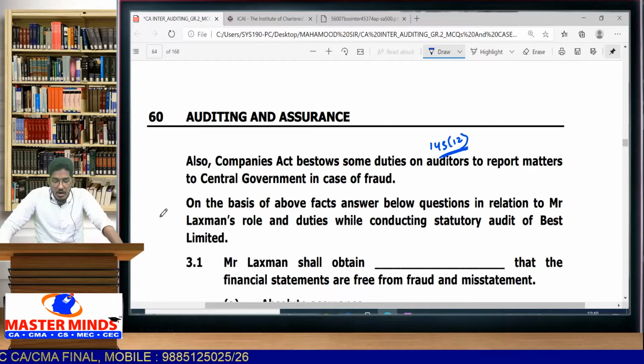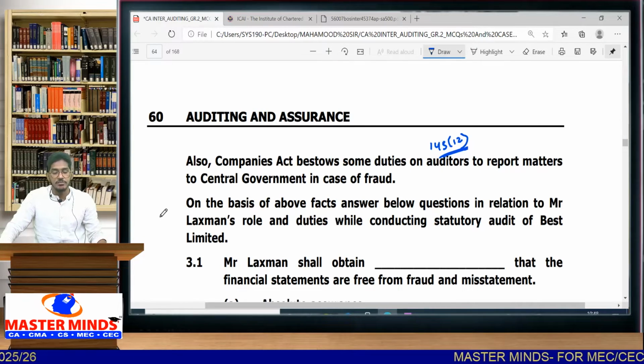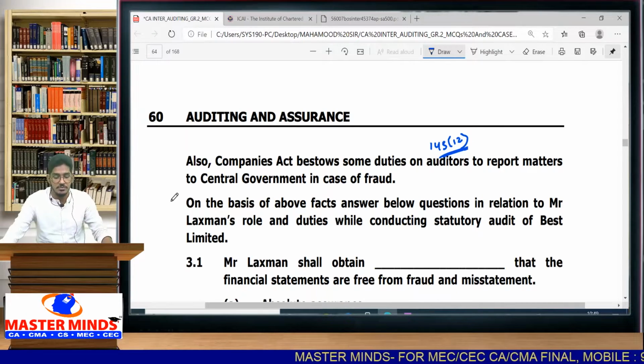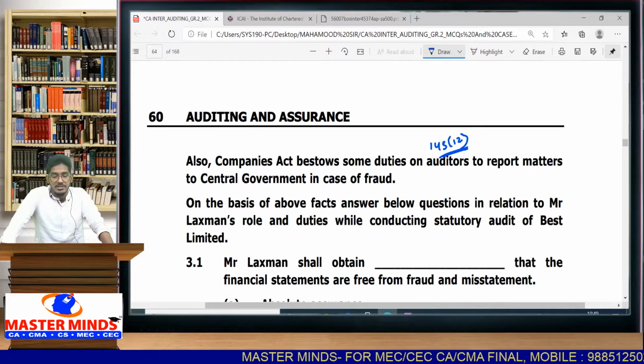Then on the basis of the above facts, answer the below questions in relation to Mr. Lakshman's role and duties while conducting the statutory audit of Best Limited. So on the basis of the above facts which they have given, they are asking you to explain what all will be the duties of this person, Mr. Lakshman, while acting as a statutory auditor.